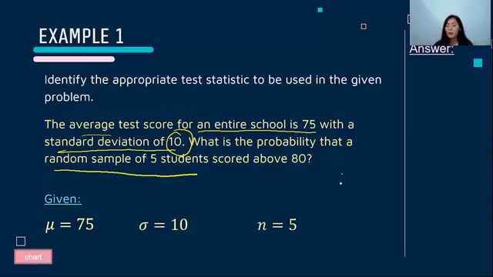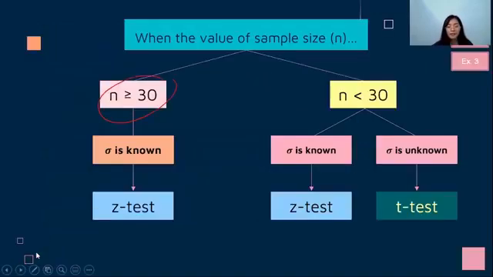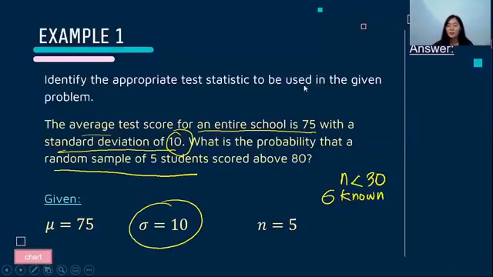If you notice here, our n or sample size is less than 30. And our population standard deviation is known. So going back to our chart earlier, if our n is less than 30 and our population standard deviation is known, then we're going to use the z-test. So going back here, the appropriate test statistic to be used here is the z-test. Okay, easy, right? So next example.